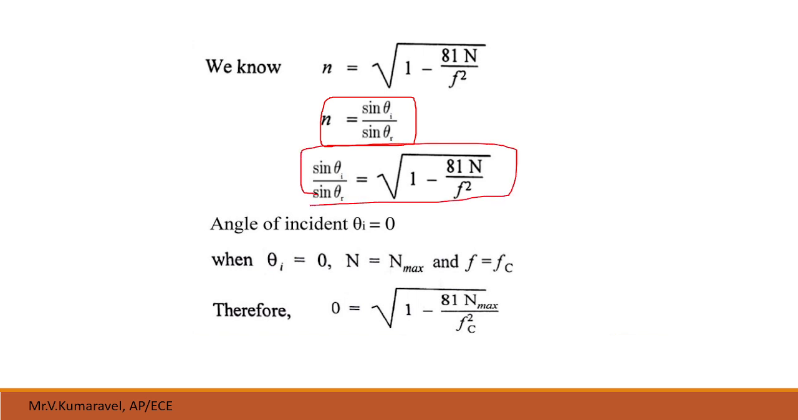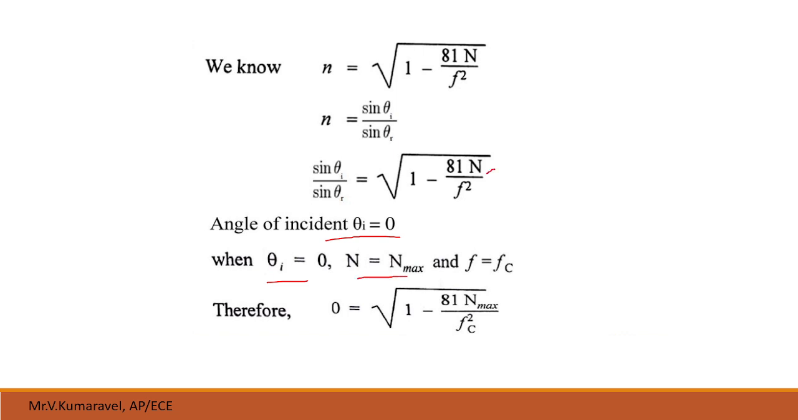Now, if our angle of incidence is equal to 0, I just considered the angle of incidence equal to 0, N to be the maximum number of electrons in the corresponding layer, and f to be the critical frequency. Therefore, we can rewrite this equation as 0 equal to square root of 1 minus 81 N maximum divided by fc square. Now we can rearrange this equation to find the critical frequency fc.